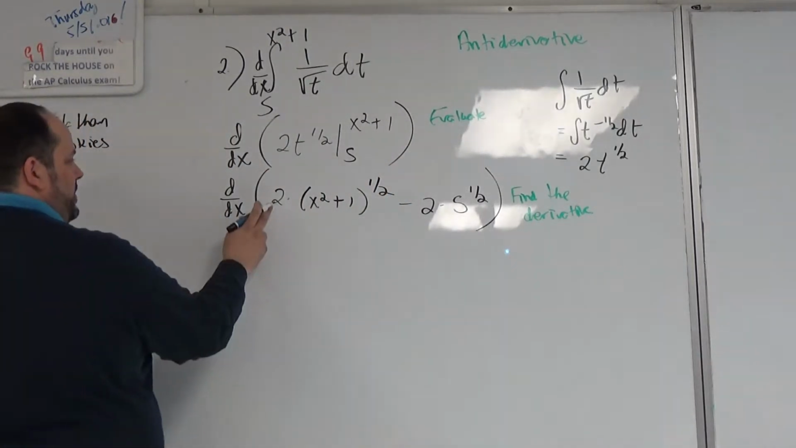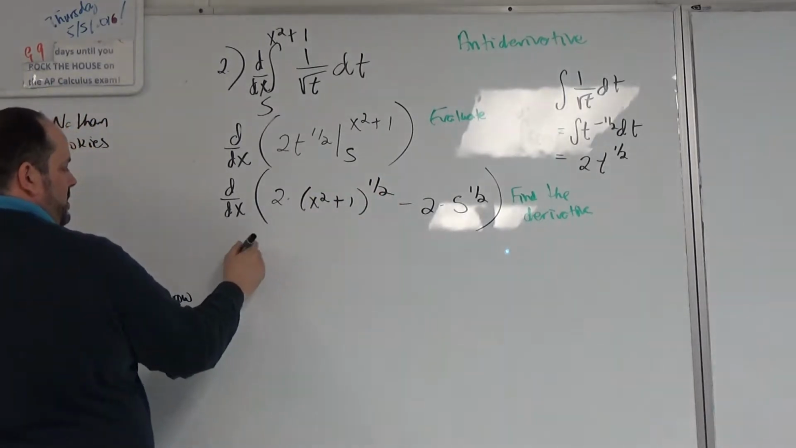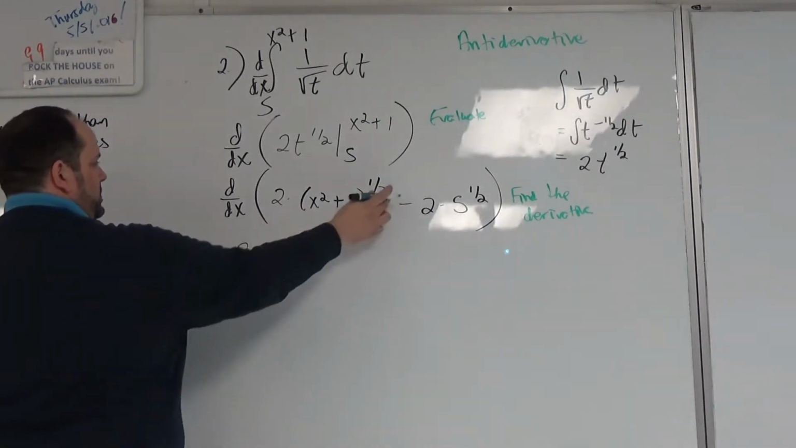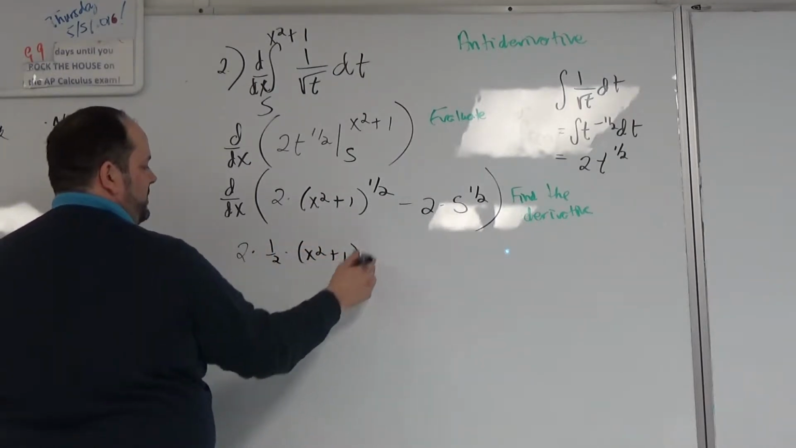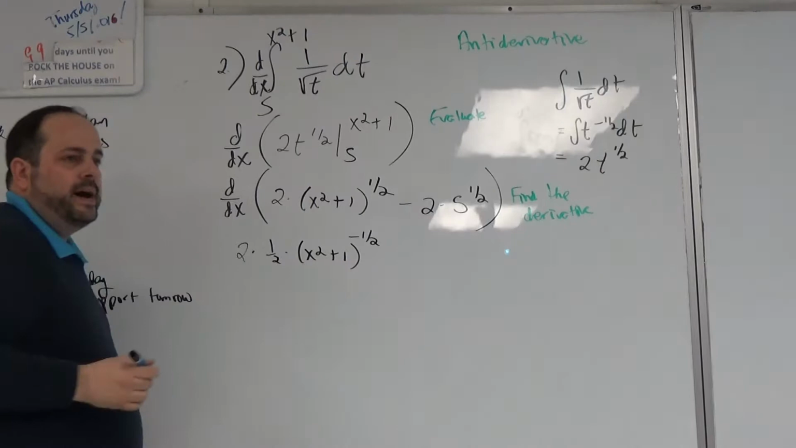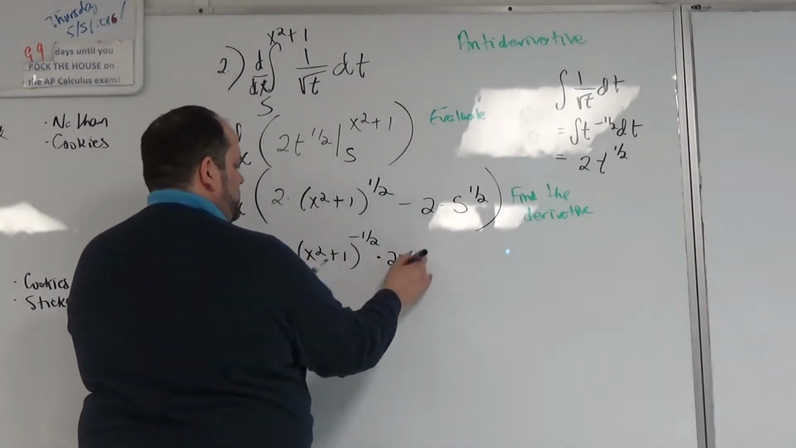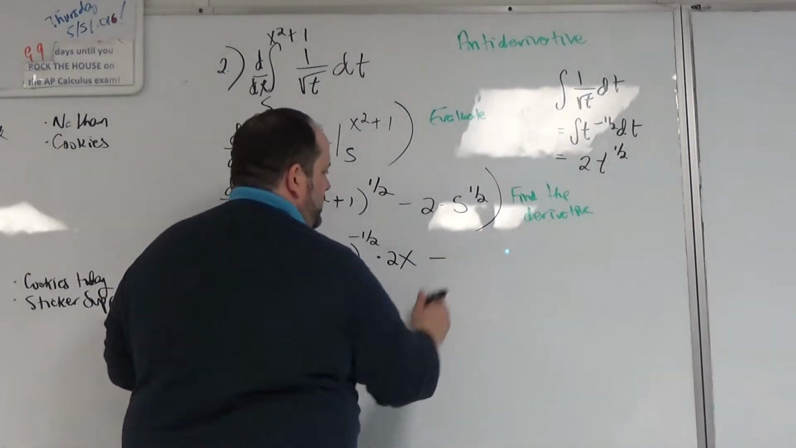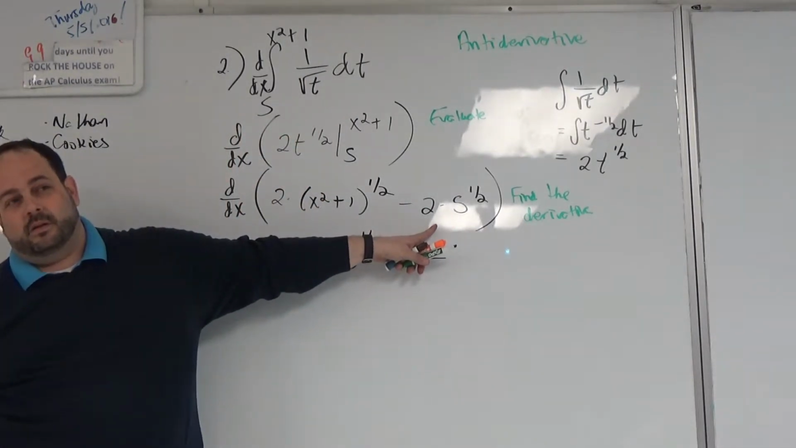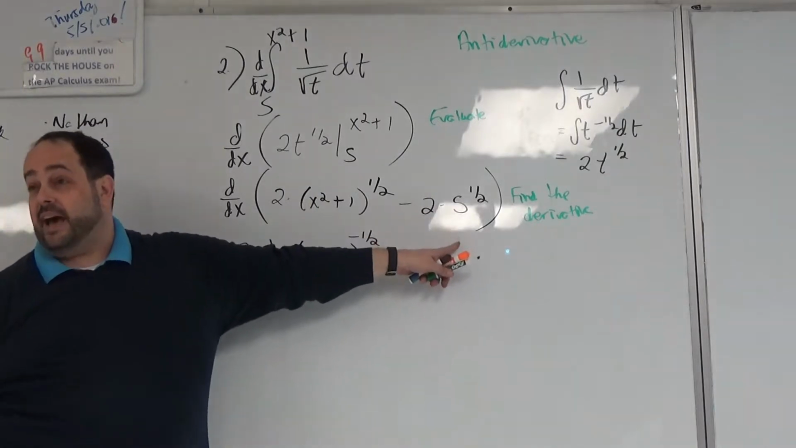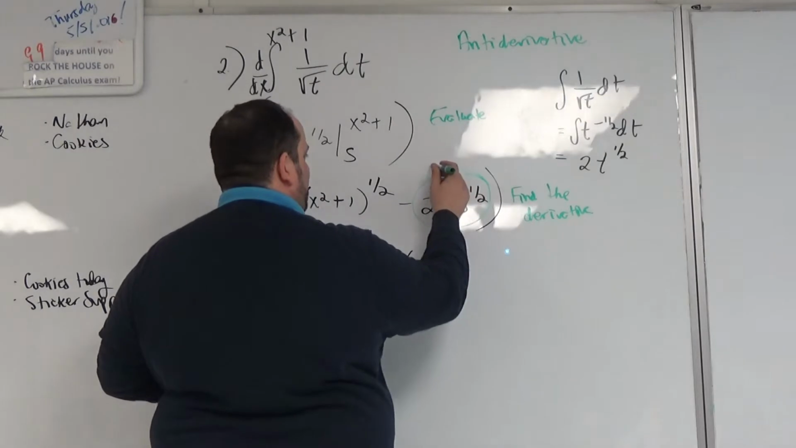Find the derivative. So I've got 2 times stuff to the half. So 2 times, bring that power down, stuff to the 1 less power, times the derivative of stuff, minus the derivative of 2 times 5 to the half. The derivative of 2 times 5 to the half is 0, right? Because all this stuff is a constant.